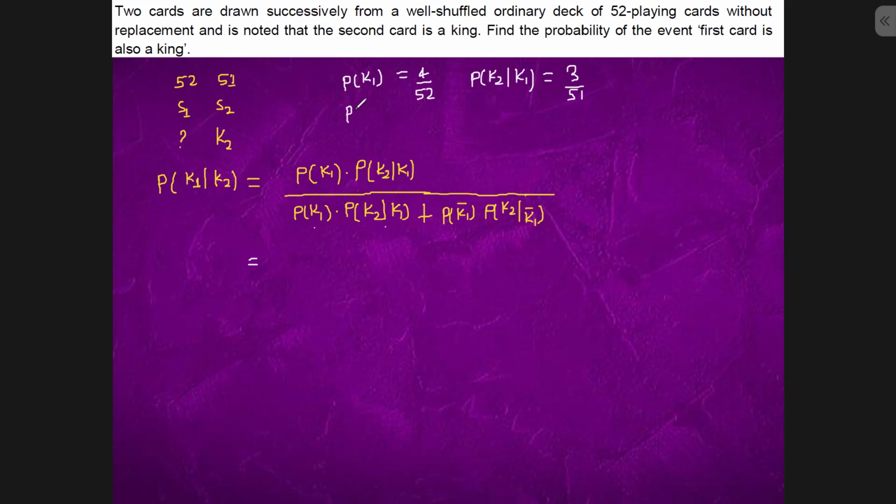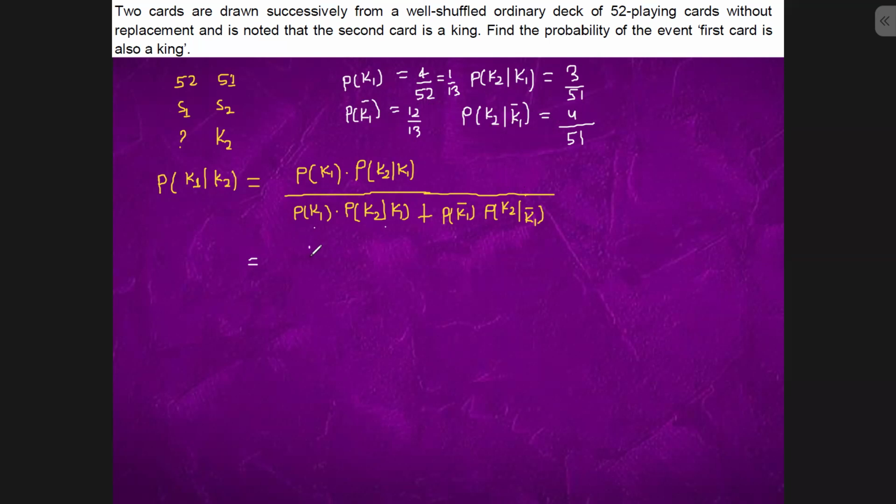P(K1 not) will be what? It is 1 by 13. It will be 12 by 13. And P(K2 given first card was not king). So we will be drawing from 51, minus first card was not king. So we are left with 51 cards and the second card is king. It will be 4 by 51 because we have all the kings available.